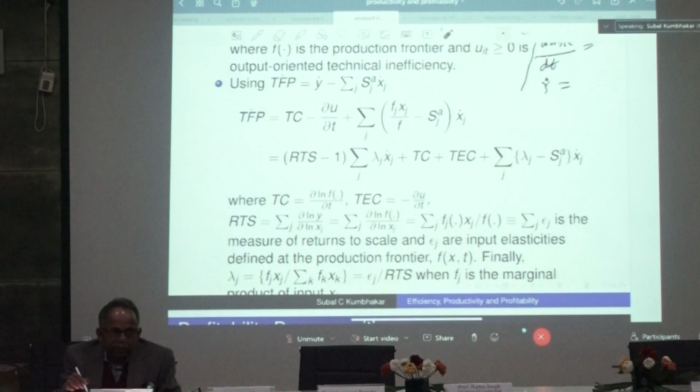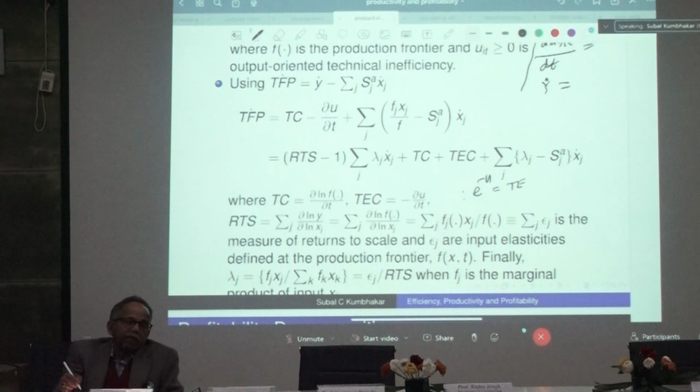What is TEC? It's technical change. It's the shift. And what is TEC? That means change in efficiency. So what is the definition of TEC? It is minus du dt. So basically what is efficiency? E to the power minus u. So if you take a log of that and differentiate it, this is equal to TE. So technical efficiency change is going to be a log derivative of that. So that's going to be minus du dt.